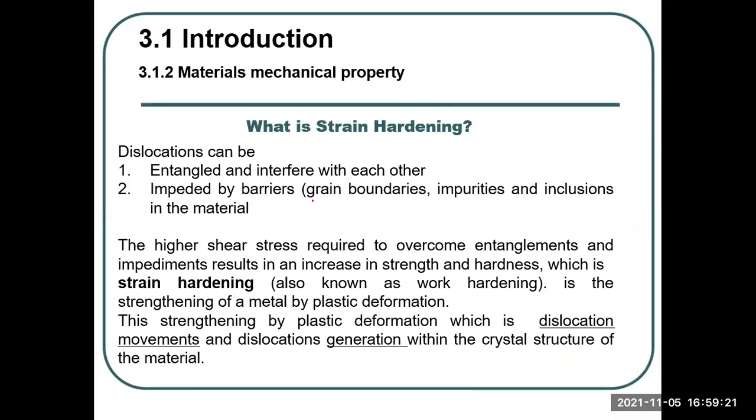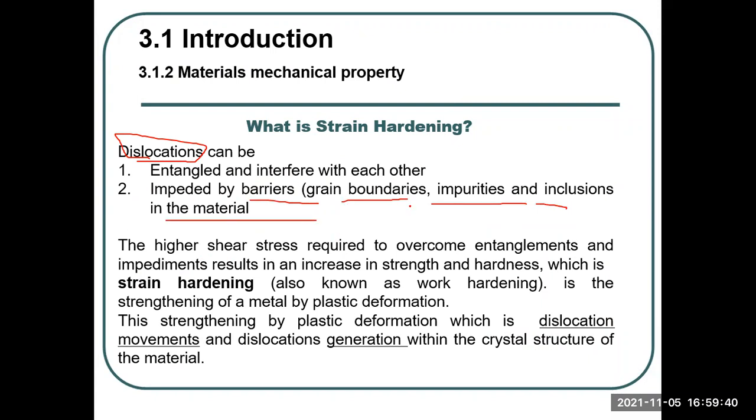Then we also explain, from the atomic side, what is strain hardening. From the atomic side, we know that there are dislocations, and the dislocations become entangled and interfere with each other. They are impeded by barriers such as grain boundaries, impurities, and inclusions in materials.